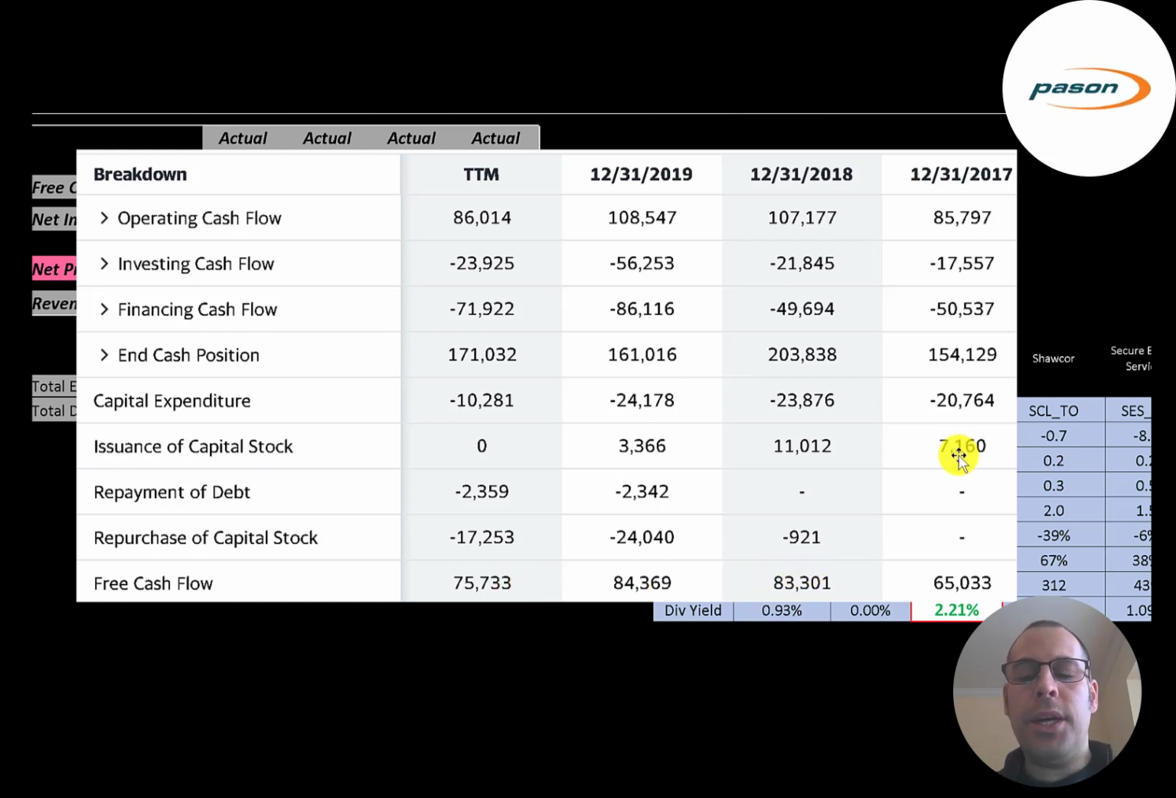The company didn't issue any debt in the past 4 years. It did pay down $2.5 million of debt in 2019, and $2.5 million in the trailing 12 months. It issued $7 million of capital stock, $11 million, then $3.4 million. But it repurchased much more capital stock, $24 million in 2019 and $17 million in the trailing 12 months. So it appears that this company is generating enough cash to run its business. It does not need debt and equity financing.